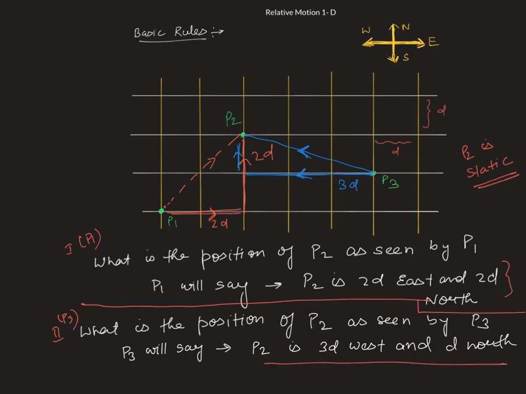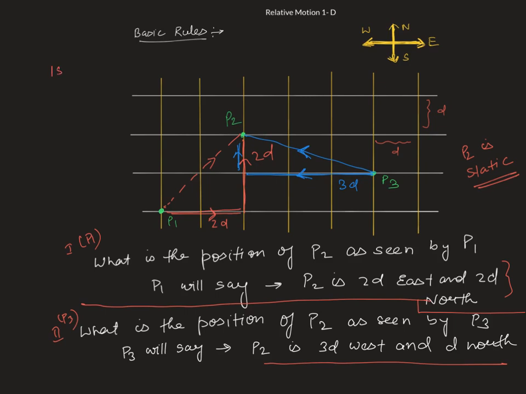If you want to read out the first answer, P1 says that P2 is 2D east and 2D north. If you want to read out the second answer, P3 says that P2 is 3D west and D north. Why are these two answers different? So that brings us to our first rule of relative motion.